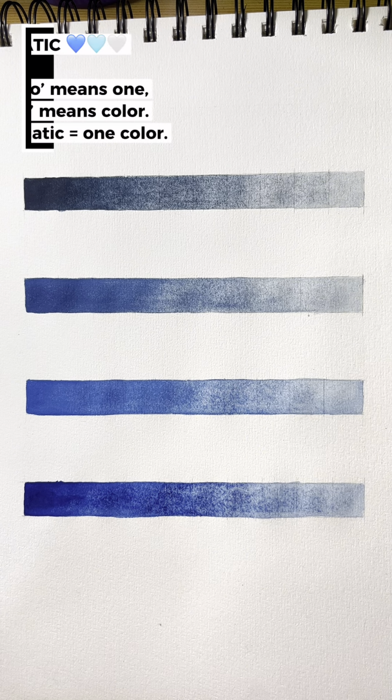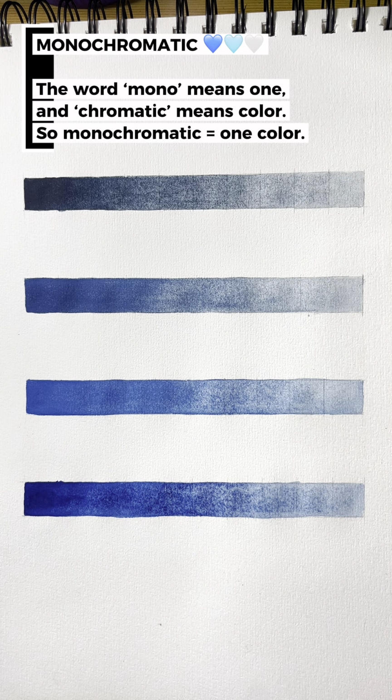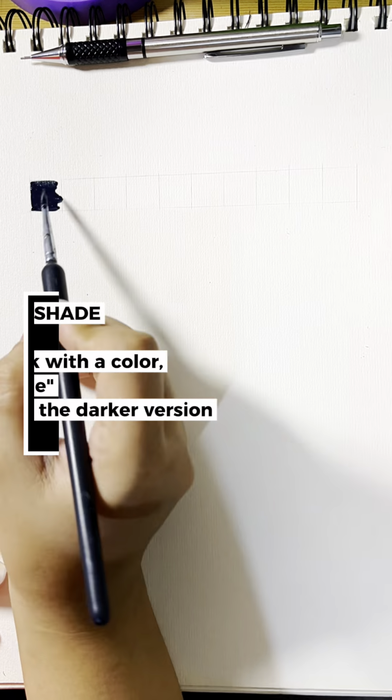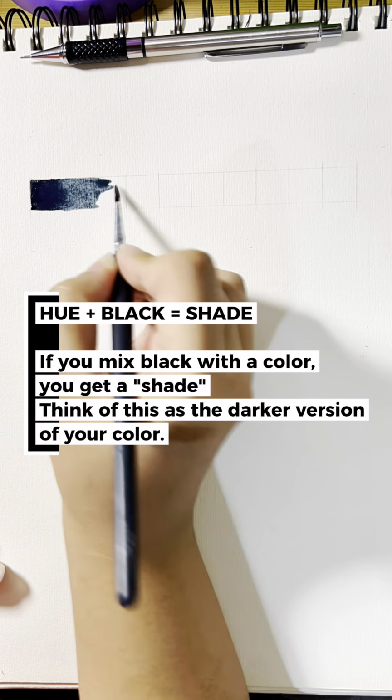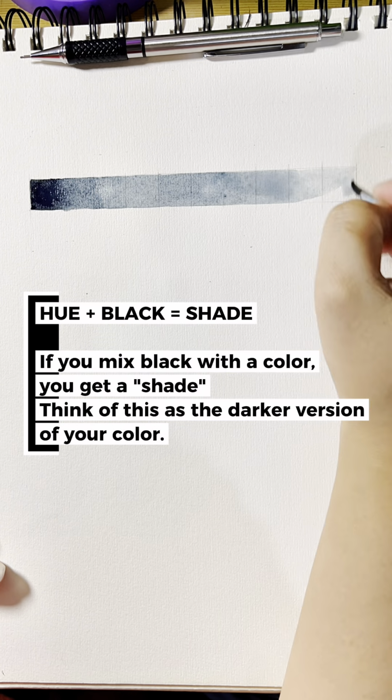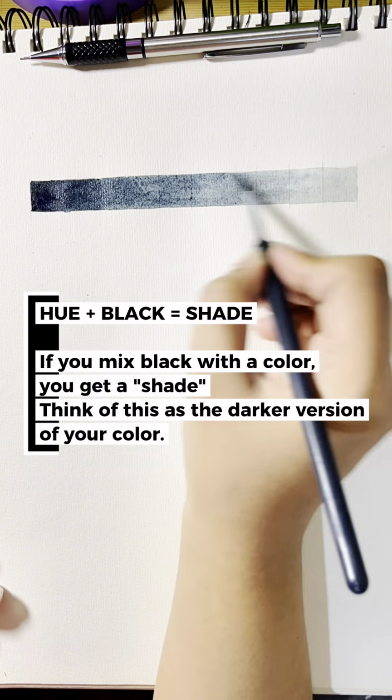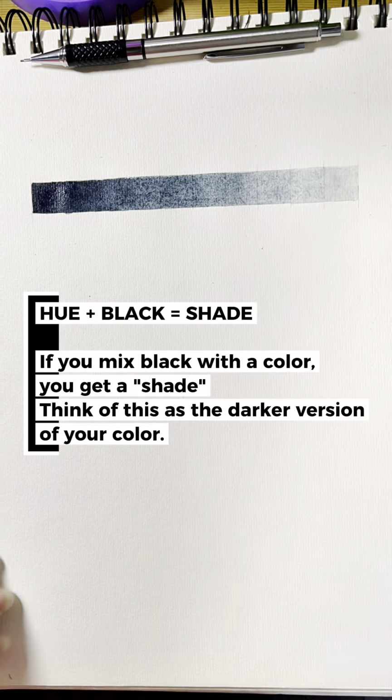When you hear the word monochromatic, don't panic. It simply means using just one color but in different forms: light, dark, or somewhere in between. If you mix black with a color, you get a shade, a darker version of the color, and when using watercolor, adding water can create lighter washes of that same color.